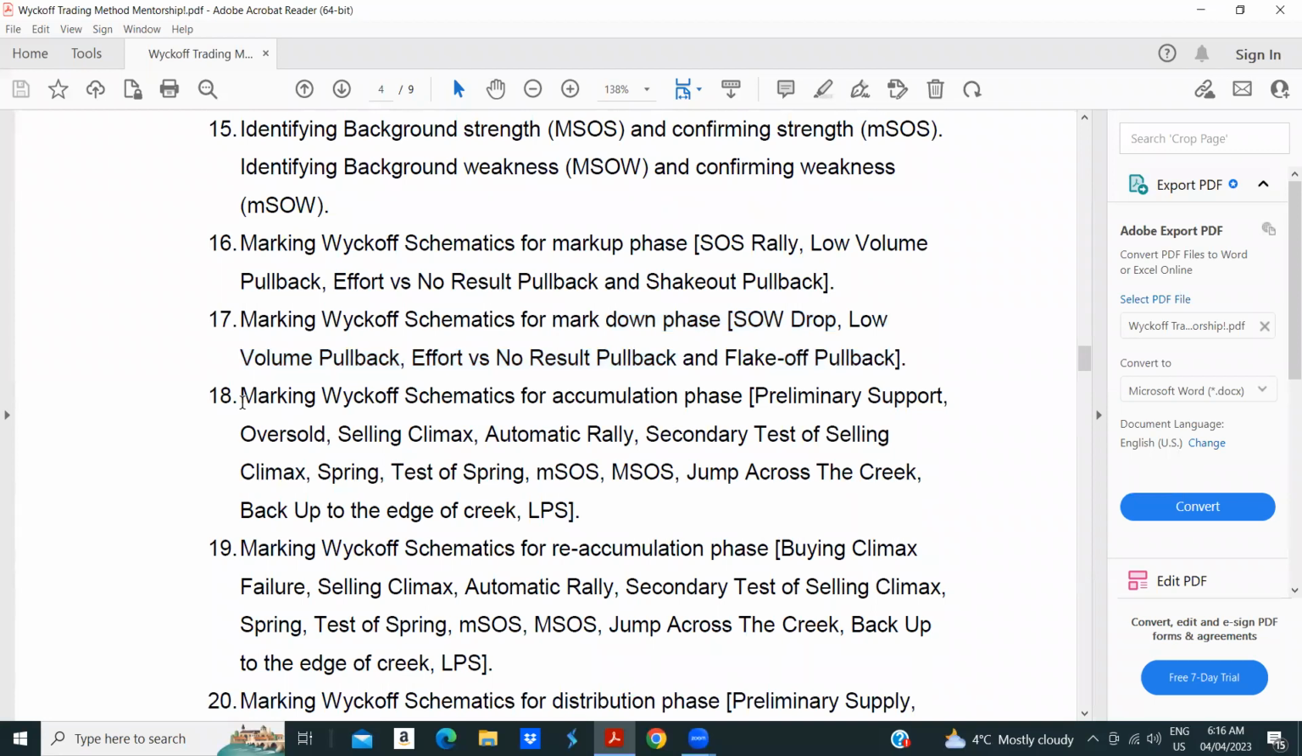Okay. We will also mark the Wyckoff semantics for the Wyckoff accumulation phase, like preliminary support, oversold, selling climax, automatic rally, secondary test of selling climax, spring, test of spring, MSOS, major sign of strength, jump across the creek, back up to the edge of creek, and LPS.